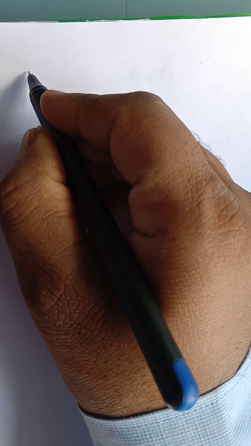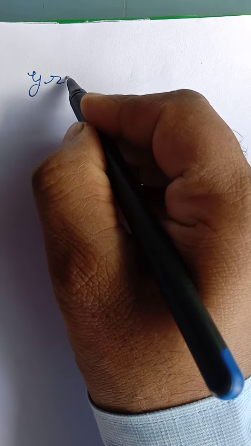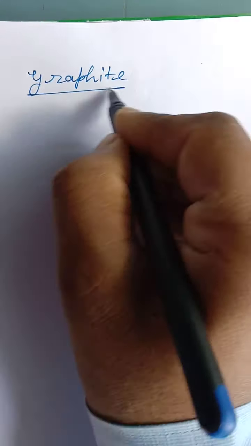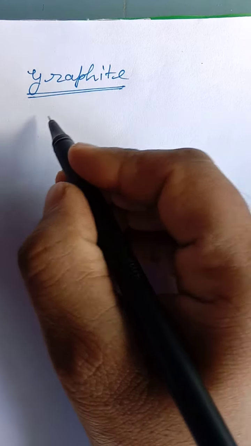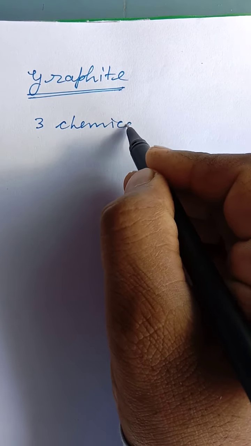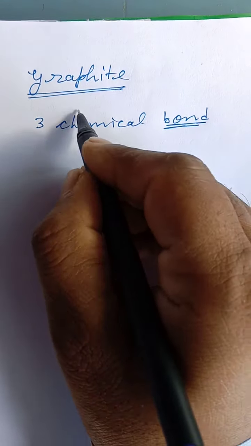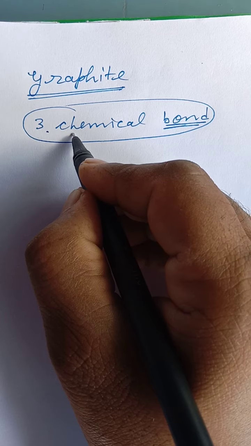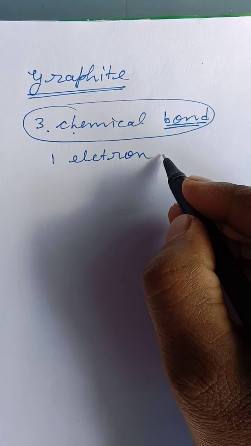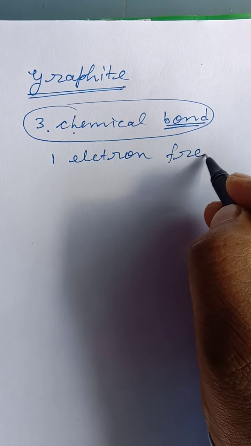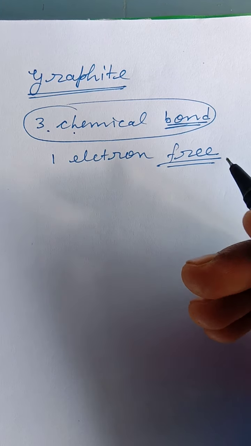Dear students, now we will start graphite. Actually, the allotropes of carbon are diamond and graphite. Now, graphite, this is also an allotrope of carbon, in which the carbons are attached with 3 chemical bonds. So due to the 3 chemical bonds formed by the carbon in graphite, 1 electron is free.